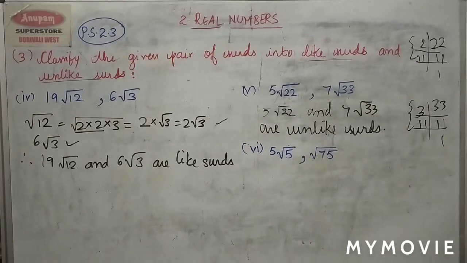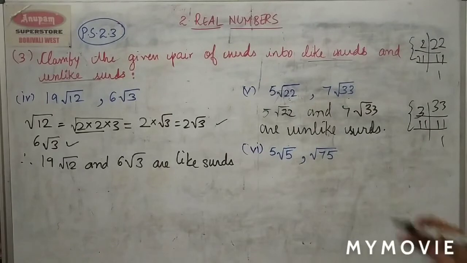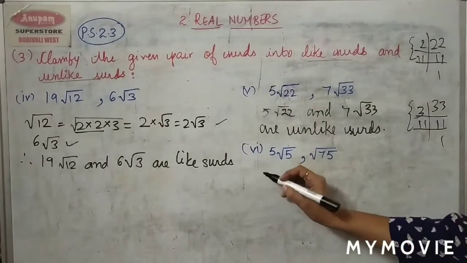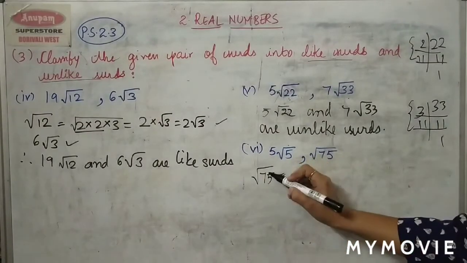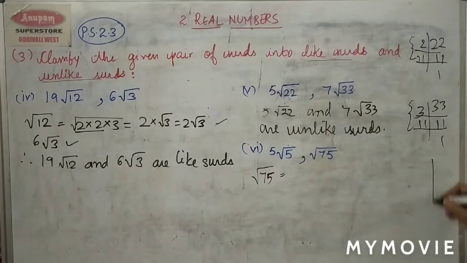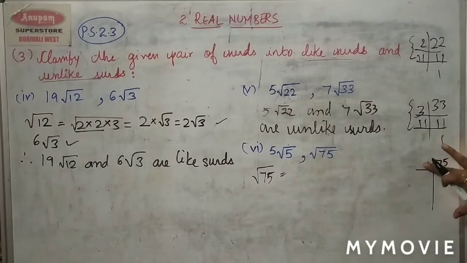The first number here is 5 root 5. So 5 root 5 we cannot reduce further, so we'll keep it as it is. Square root of 75. We'll try to factorize what is 75. So I'll find out what is square root of 75. Do not forget to put the square root sign. Let me factorize this. The first number will be 2. So we'll first factorize it with 2. Okay, but it is not divisible.